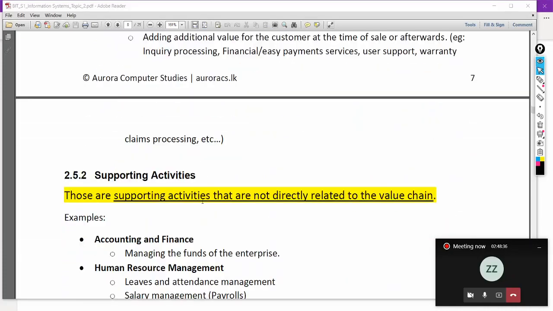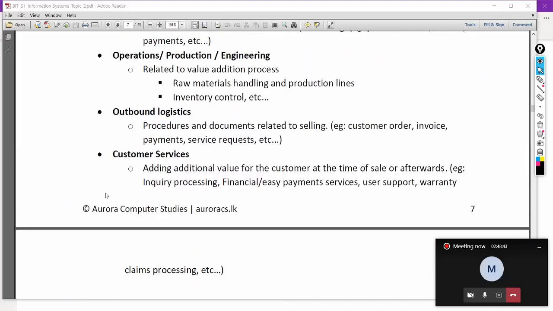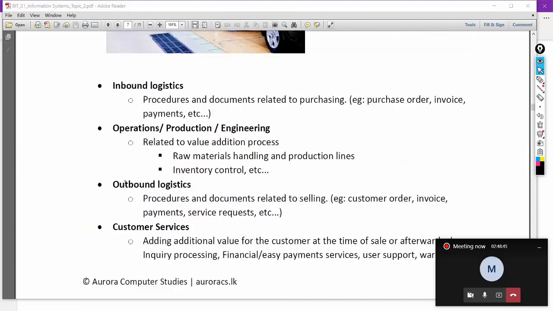So IT is also a kind of support activity, right? Yes, I forgot to mention it. Actually, I forgot to add it to this one. In the previous batch also I mentioned this. Actually, I wanted to add it, but I didn't get a chance to.